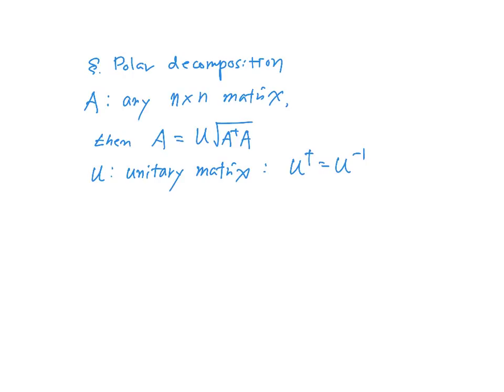Then A can be represented by an expansion similar to the spectral theorem. So let's say M is A dagger A. We have found that this is Hermitian, right? Hermitian and positive. So what happens if we have a Hermitian matrix? We can expand it using the spectral theorem, right?